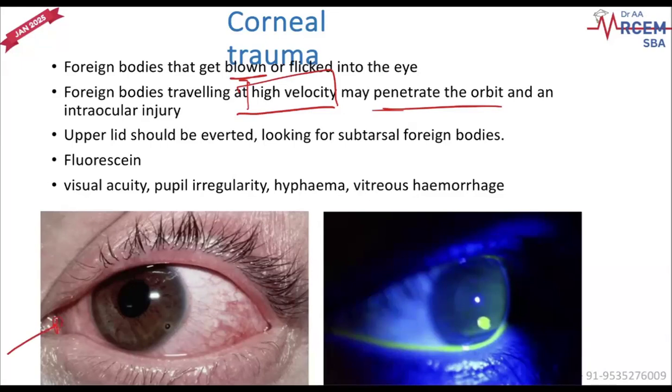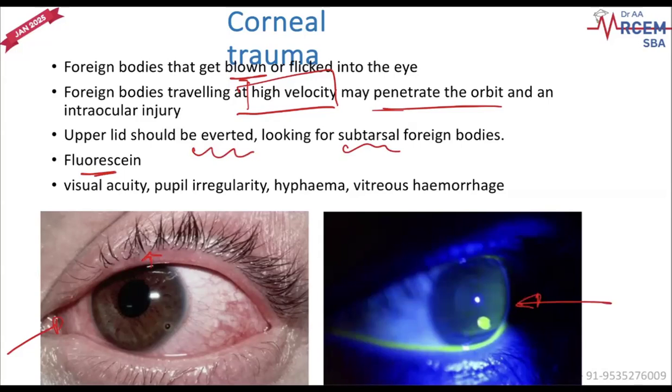When you're examining for the foreign body, sometimes the patient might say, whenever I blink, I have that foreign body sensation, otherwise I do not. That means it is stuck somewhere in the upper eyelid. You need to evert the upper eyelid, then look out for the foreign body. It can be easily everted to see the subtarsal area. Sometimes you might have to put in dye and have a look for the foreign body.